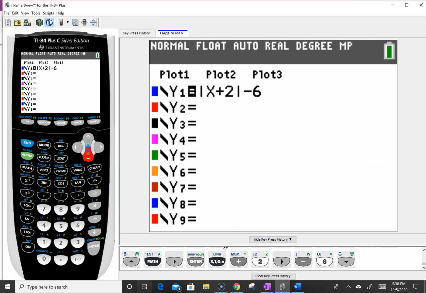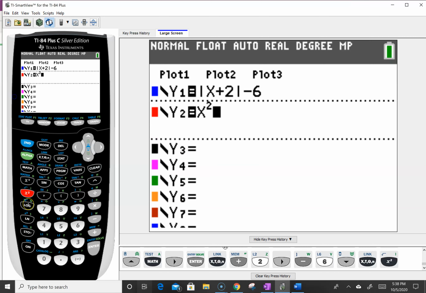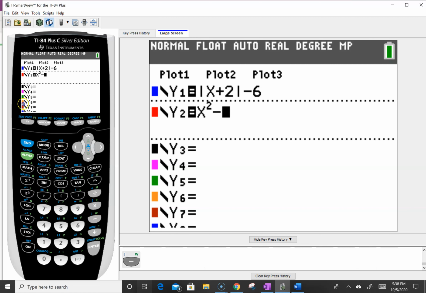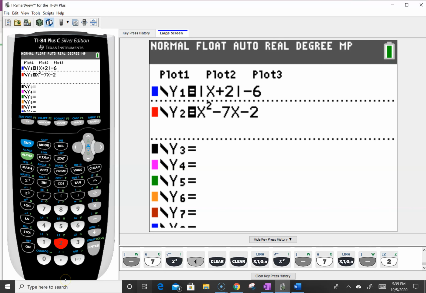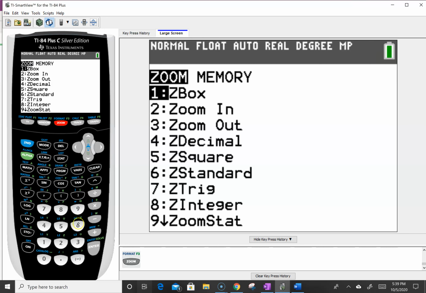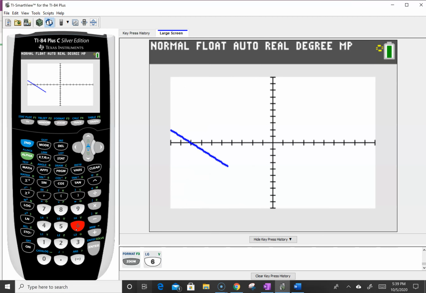On the other side, I've got a quadratic. So I'm going to have x squared and then minus 7x. Whoops, I hit the wrong thing. That's okay. I can just go back. Well, I could clear it. Just clear the whole thing if I'm not sure. So I'm going to do x squared minus 7x and then minus 2.